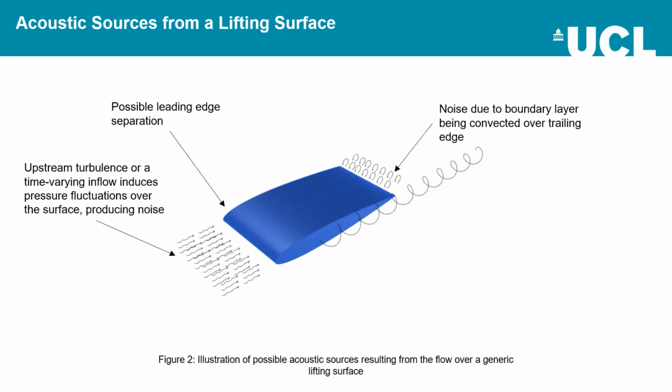Trailing edge noise, which has been researched probably for the best part of a century now, is caused by the boundary layer being convected over the trailing edge. And at high Reynolds numbers, where you've got a strongly turbulent boundary layer, it's the structures and the spectrum of the turbulent boundary layer that directly matches the spectrum of the radiated noise.